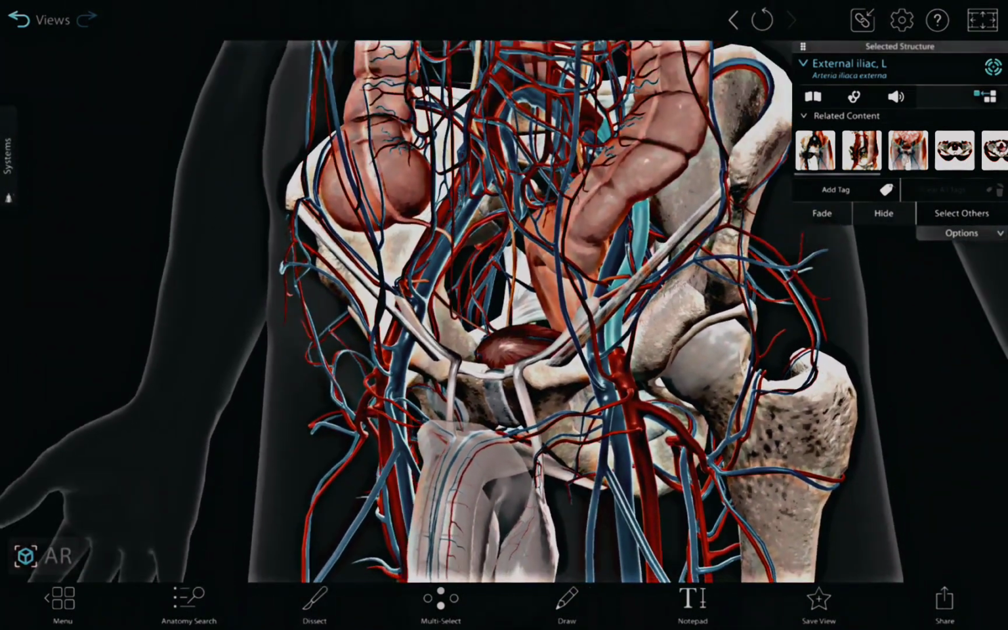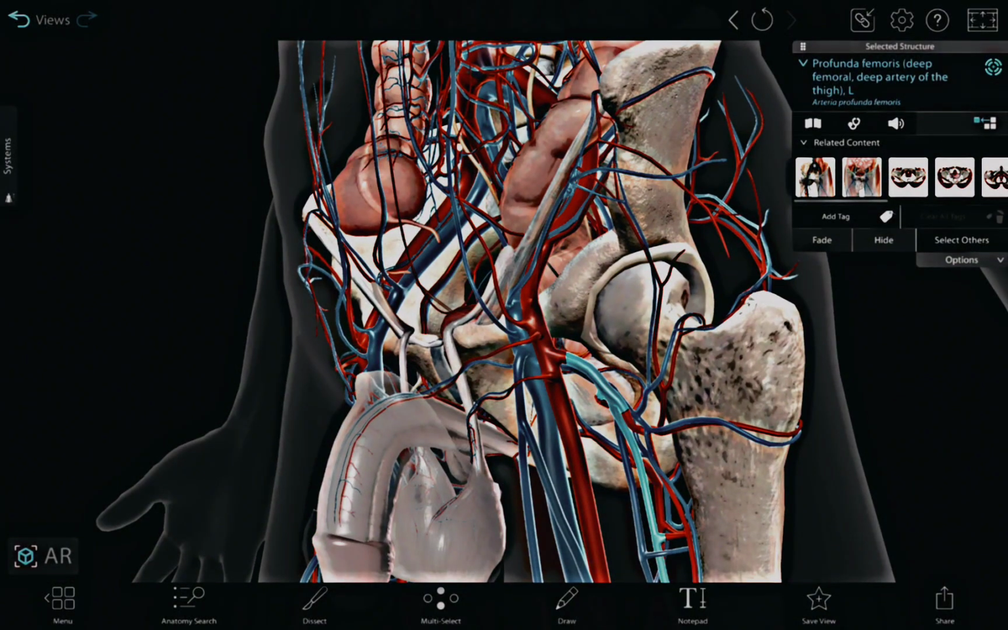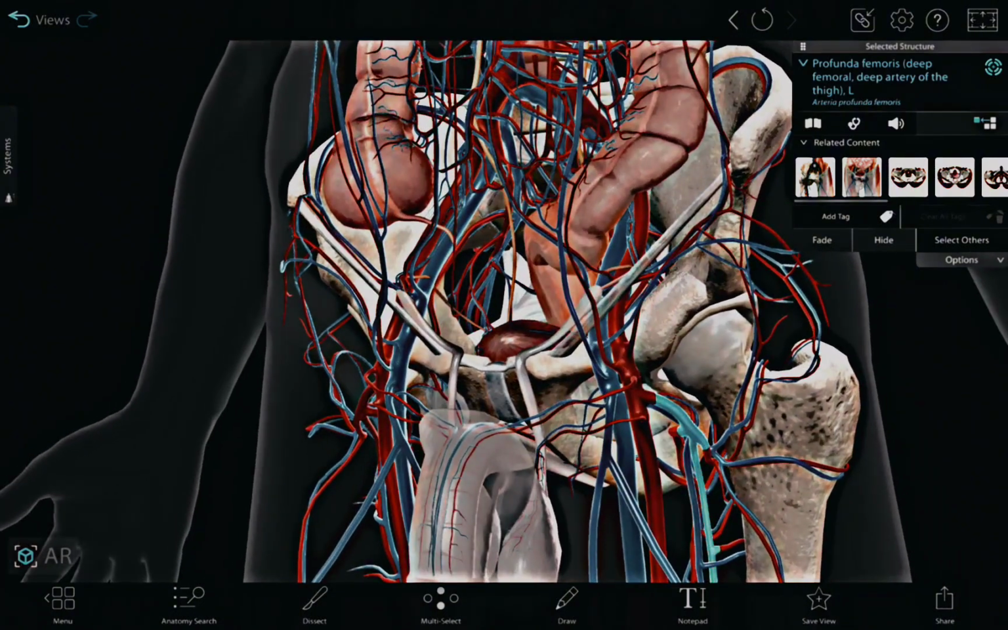And then you can see that the femoral artery has many branches, such as the profunda femoris, which we'll discuss later. The deep femoral artery, its origination, its function, everything we'll discuss in the next video.